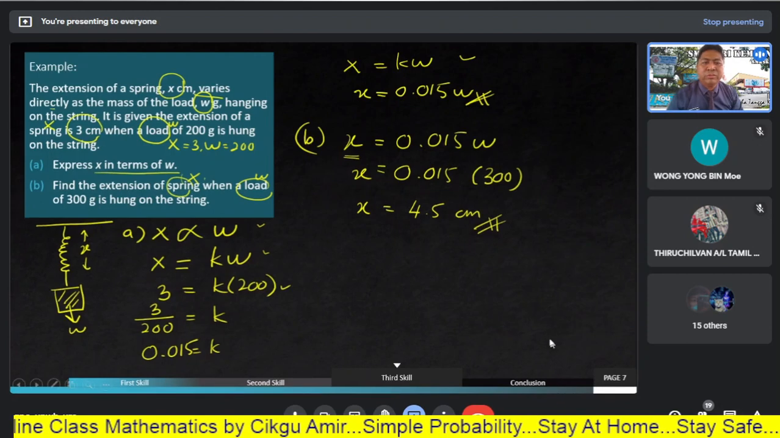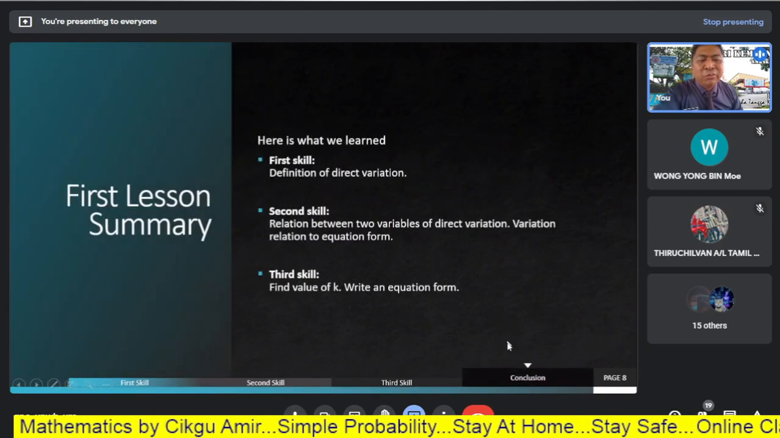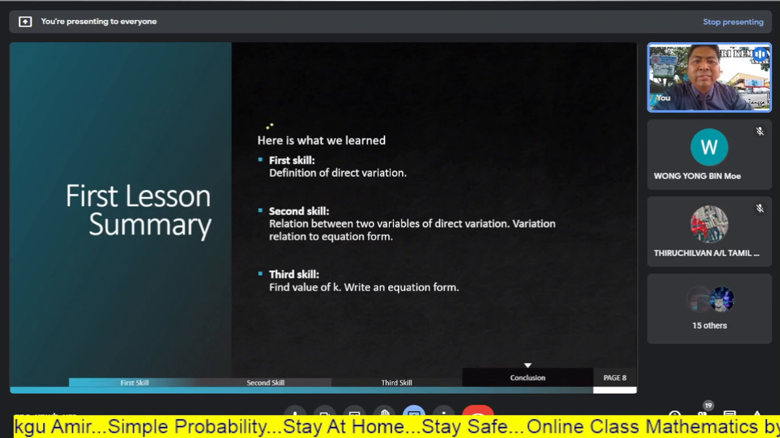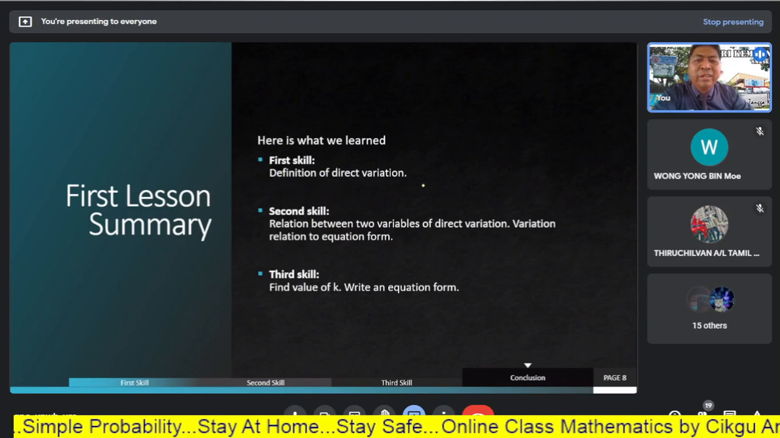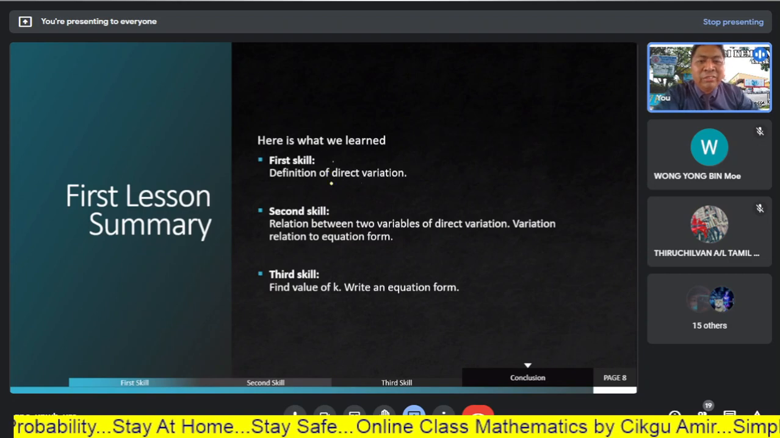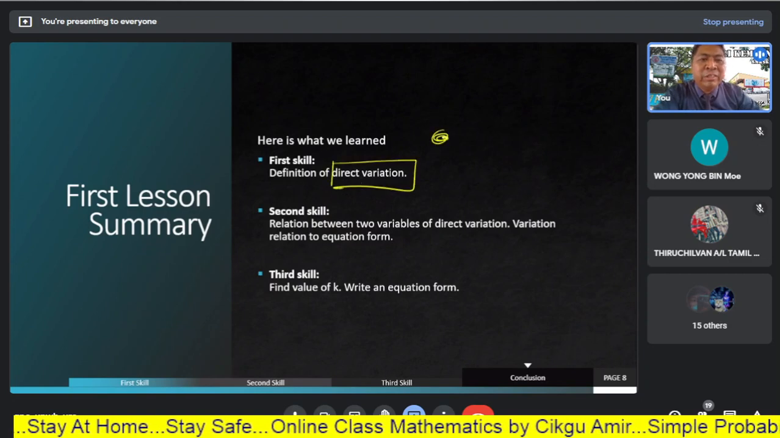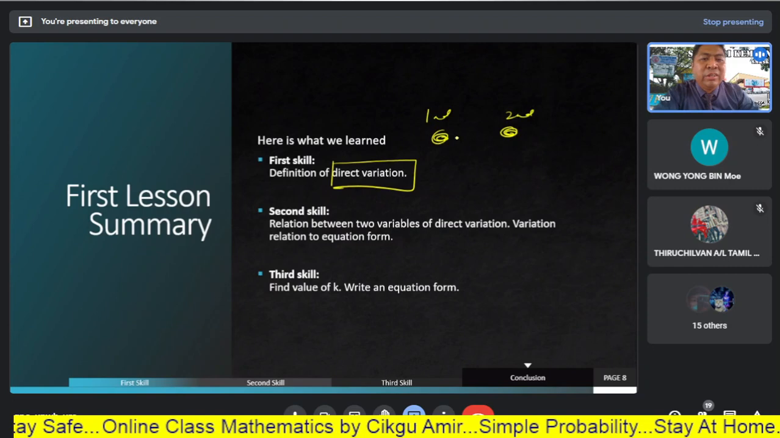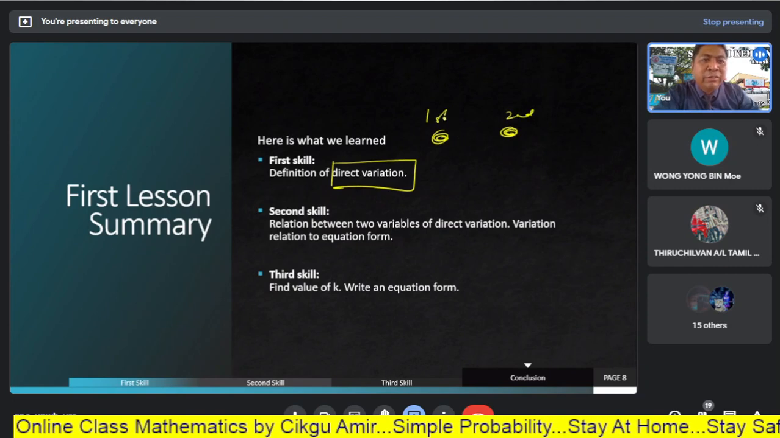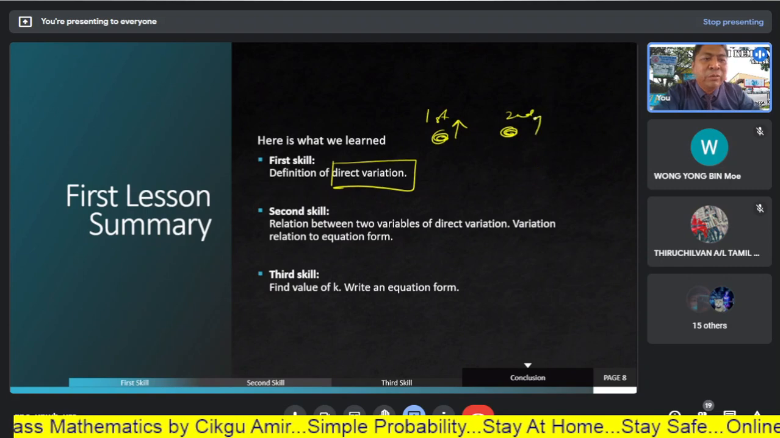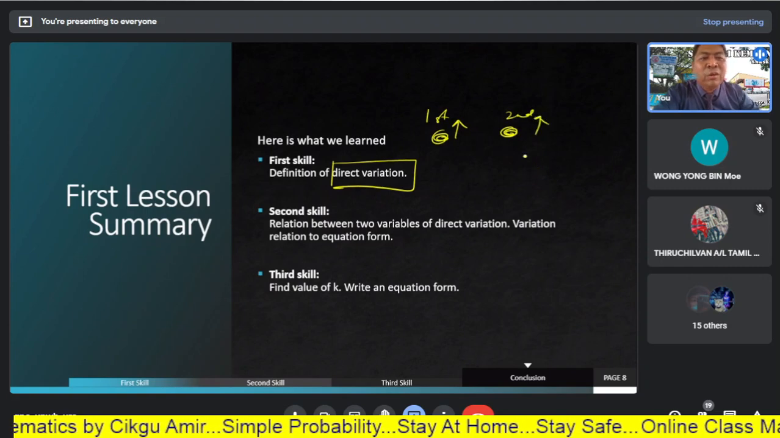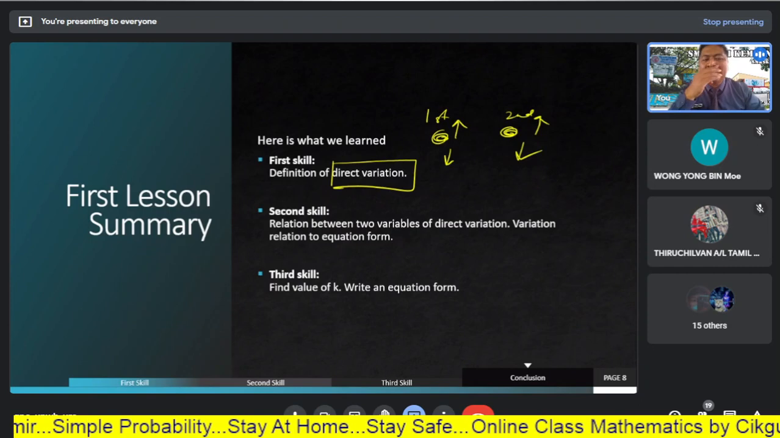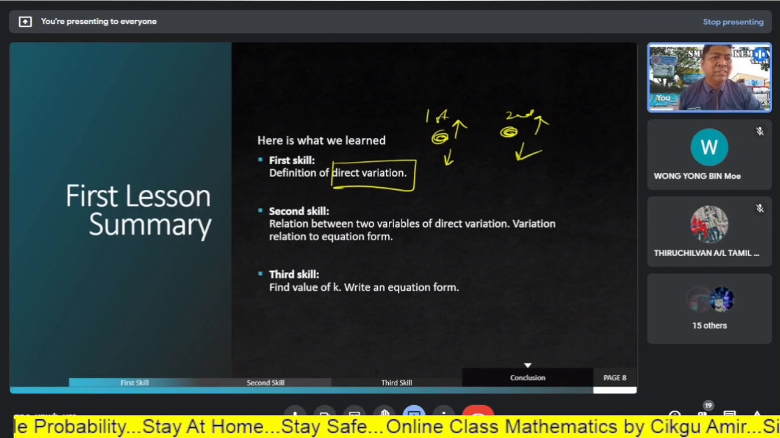Okay, we move to the conclusion, what we have learned today. The first skill is the definition of direct variation. If you have two variables, and the first one increases, the second one also increases. And vice versa, if the first one decreases, the second one also decreases. This is direct variation.